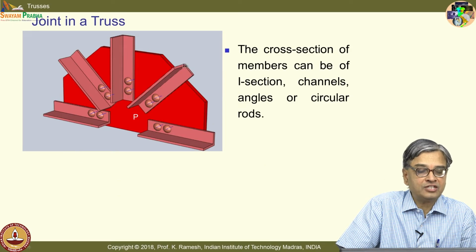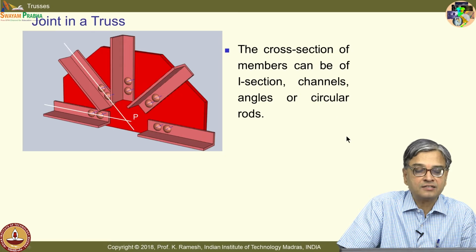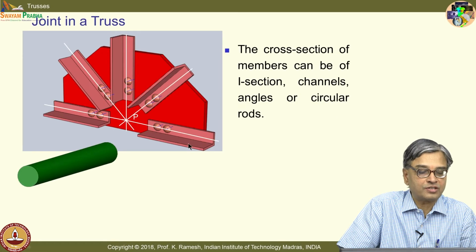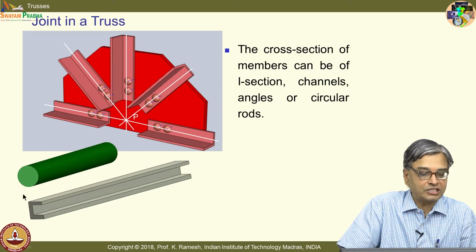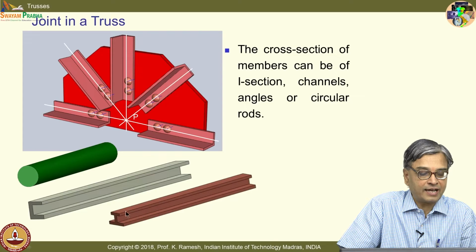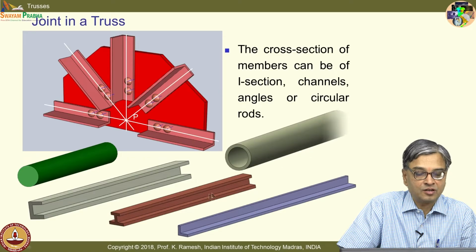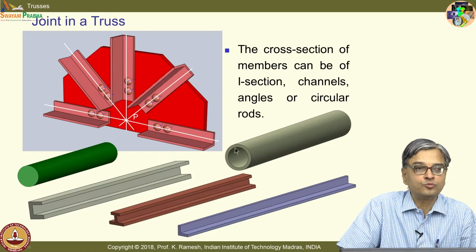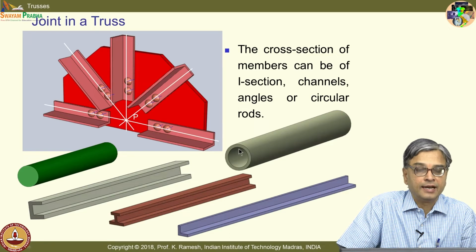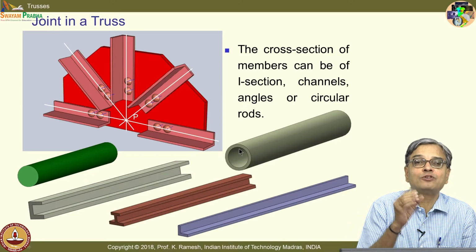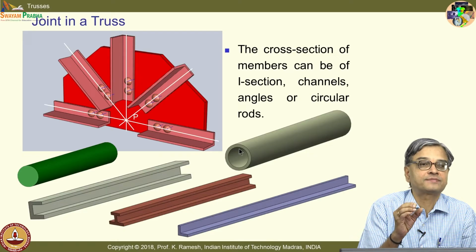You have seen that these are L angles in engineering terminology. The cross section could be different for different applications. It can be an I section, it can be channels, angles, or circular rods. That is what you see here. I could have a circular rod, a channel, an I section, an L angle like what we have seen here, or it could also be a hollow tube. Depending on the application, you will have to decide the cross sectional dimensions.